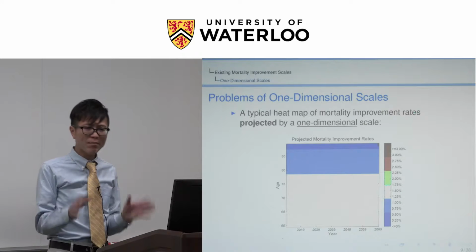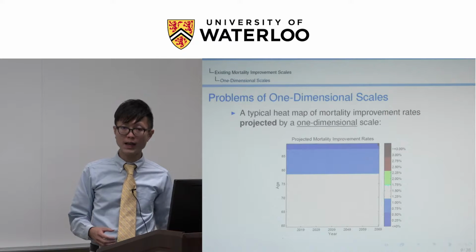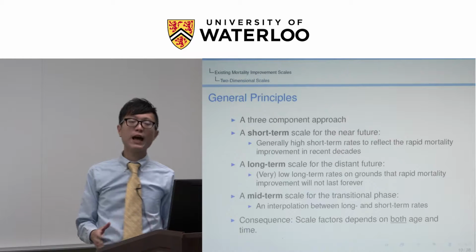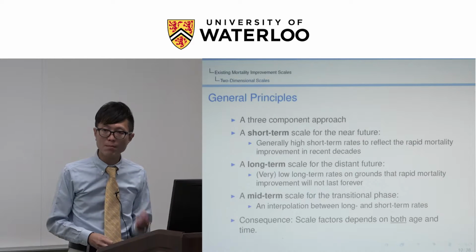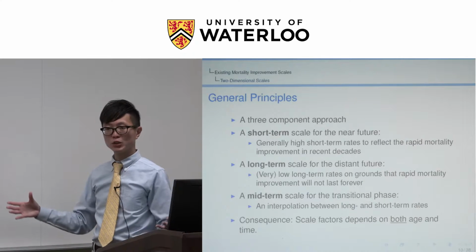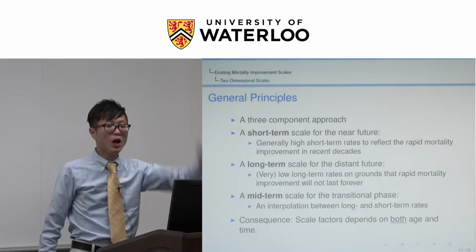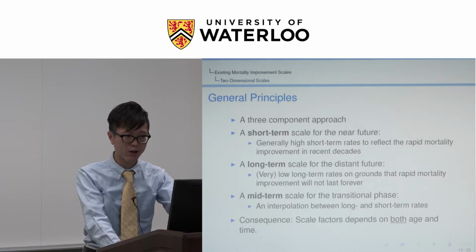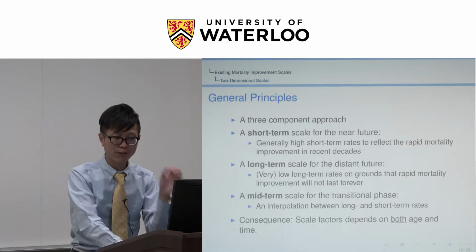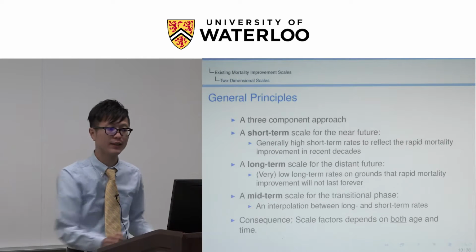So, a one-dimensional scale is not sufficient to capture what happened in the past and what is likely to happen in the future. And to mitigate this problem, a multidimensional approach has been proposed. In a multidimensional scale, we have different scales for different time horizons. In particular, we have a short-term scale for the near future. These are generally short-term rates to reflect the rapid mortality improvement that has been observed in recent decades.